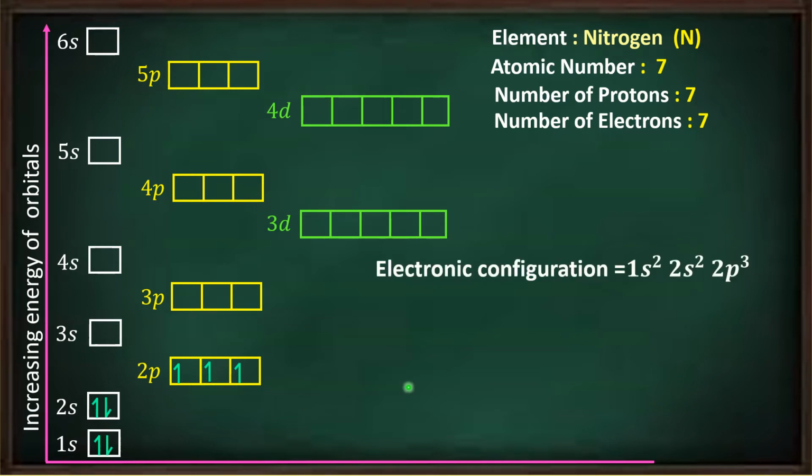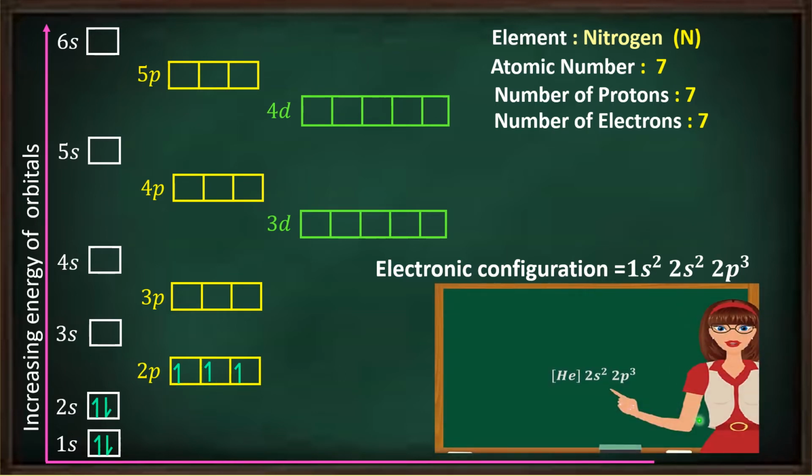So the electronic configuration is 1s2, 2s2, 2p3. Otherwise, we can write this electronic configuration as helium 2s2, 2p3. Before this outermost configuration, we have the inert gas element helium configuration. Okay.